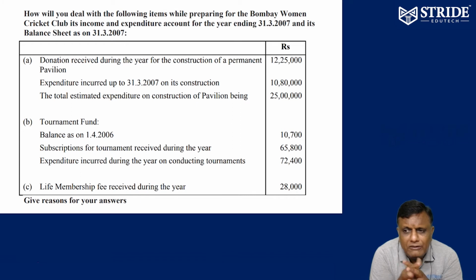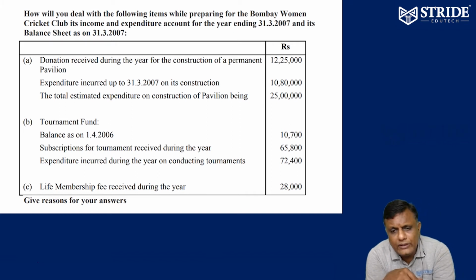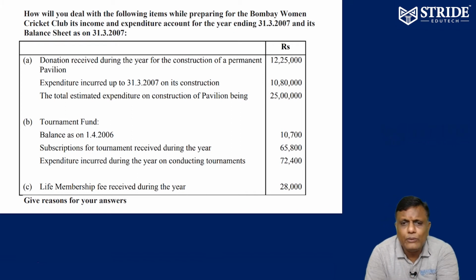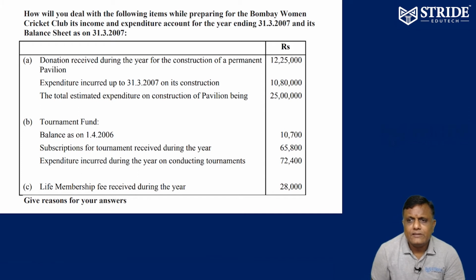B. Tournament fund. What is the opening balance on 1/4/2006? 10,700. Subscription received for the tournament, how much? 6,500. It is added to the fund. How much expenditure has been done for conducting tournaments? 70,400. That's it. Number 3. Life member fees received, how much? 28,000. Give reasons for your answers one by one for A, B, C. That's it.